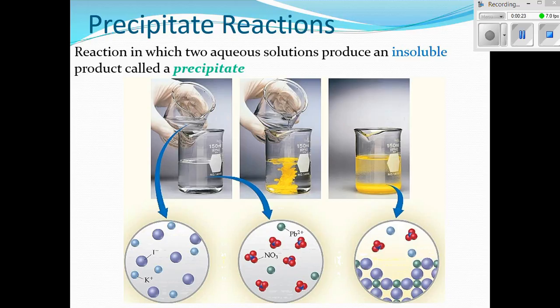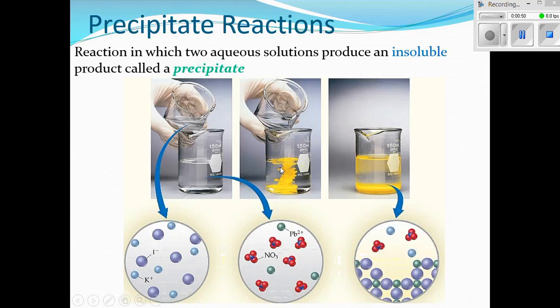So if we look at this example, in the first picture, we have two clear colorless liquids. And then what it's actually showing here, if we look at the atomic level, is we have Pb, which is lead 2 plus, and then NO3, remember, is nitrate. And then over here we have the potassium ion as well as the iodide ion.